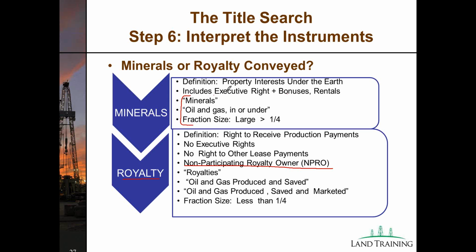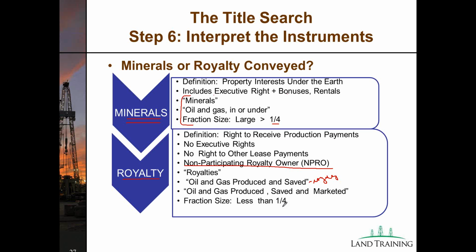If it uses the word minerals, then it's conveying a mineral interest. If it uses the term oil and gas in or under, then we're talking about a conveyance of minerals. If the fraction size is greater than 1/4, then we're talking about minerals. On the other hand, if it says, I convey the oil and gas produced and saved under the land, they are only letting this person have a share of the royalty payment once there is oil and gas under the ground. It would also say oil and gas produced, saved, and marketed, and usually the fraction is going to be less than 1/4 if we're talking about a royalty interest.